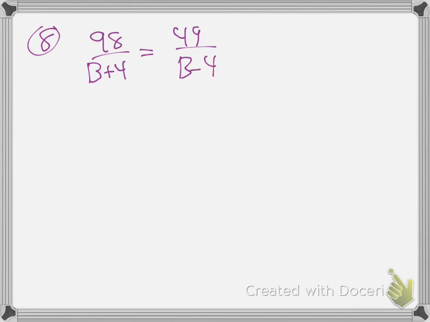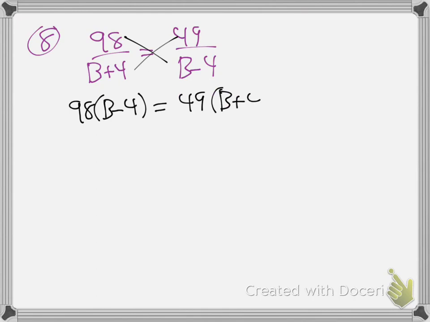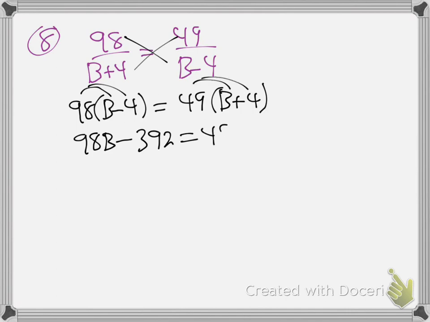Now, how do I solve this? Cross multiply, huh? Just diagonal, diagonal. So 98 times B minus 4 is 49 times B plus 4. Distribute. 98B minus something big. 400 minus 8, 392, equals 49B plus just under 200, 196. Okay, there's the wall.